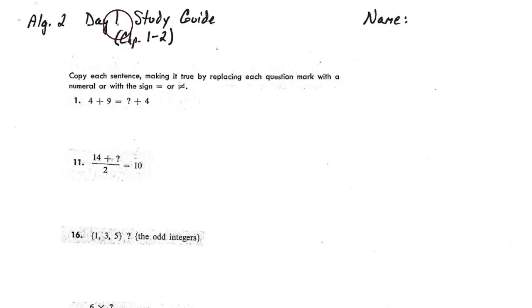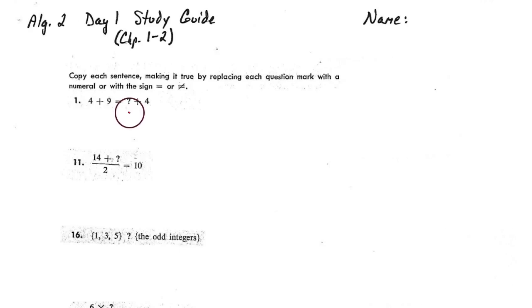Here are the answers to the Day 1 study guide. This is going to cover chapters 1 and 2. Copy each sentence, making it true by replacing the question mark with a number or with an equals or not equal to symbol. The question mark is located where we need a number.